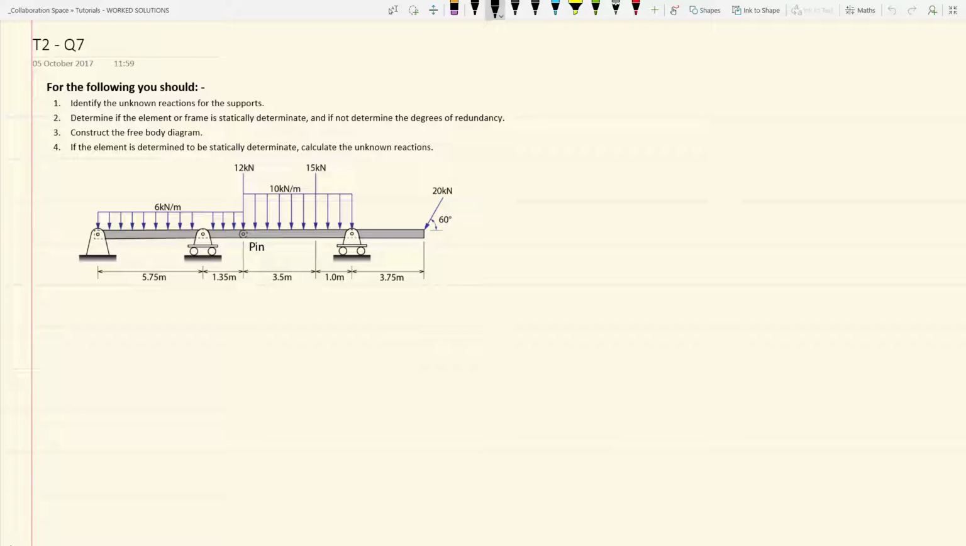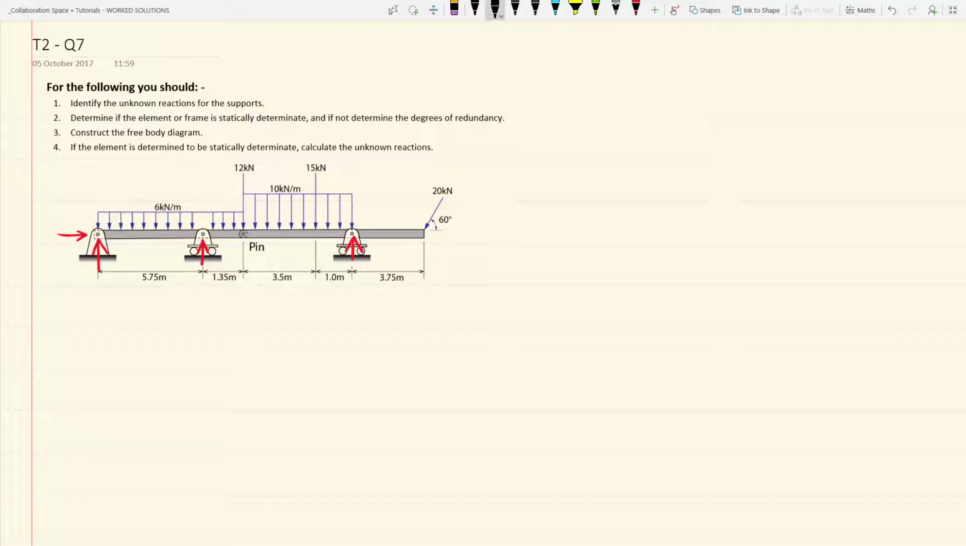The first thing to do in any problem such as this is to determine the number of unknowns. So if we consider in turn each of the supports, the pin support to the left hand end has two unknowns associated with it. That is the vertical reaction and the horizontal reaction. Each of the two rollers has just a vertical unknown associated with them. So in all, this particular beam has a total of 4 unknowns.